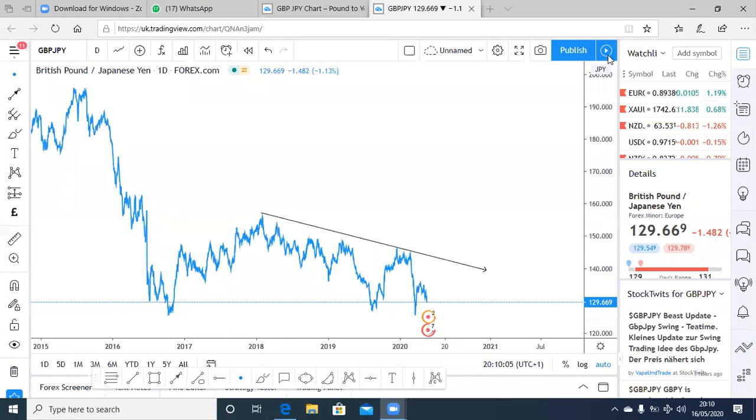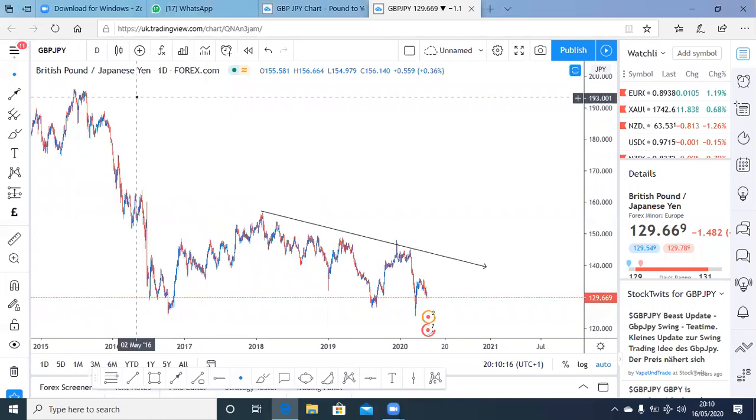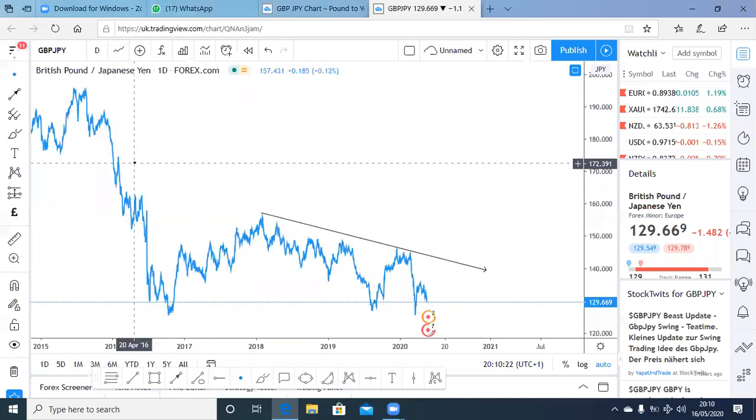All right. So for the directional bias, I usually turn that into a line chart. If you go up there, just literally here, it used to be the candlestick. You just change it to a line chart just to take away the noise, making it clearer for you to see which direction the market is moving.